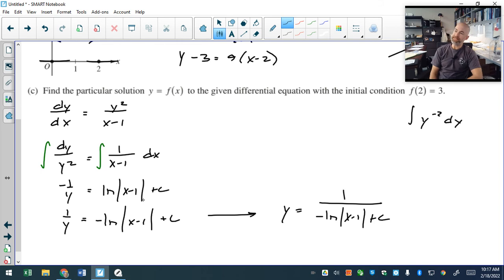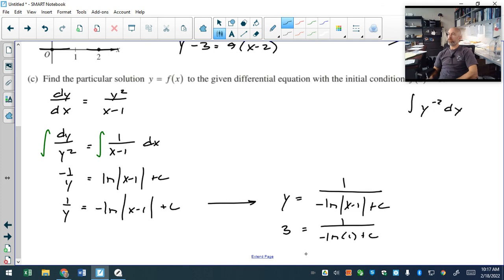And the reason I didn't want to do that is because now I have to plug in the point 3, 2, and it's just a little bit uglier. It does work. It's not that it's wrong. It's just we have a little bit more unpacking to do to solve for c, but not much. It actually ended up not being that bad. Because we have 3 equals, and natural log of 1 is 0, 1 over c. So c would equal 1/3, right?